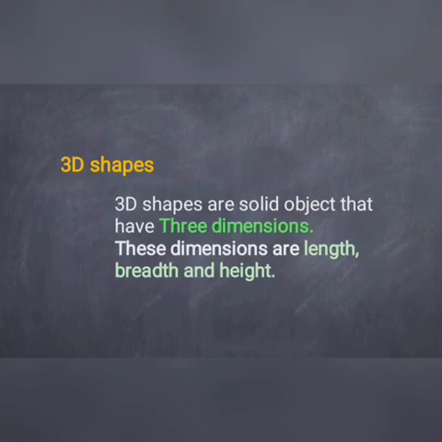Now we see 3D shapes or 3-dimension shapes. First, what is the meaning of 3D shapes? 3D shapes are solid objects that have 3 dimensions. These dimensions are length, breadth and height. So 3D shapes contain length, breadth and height. This is called 3D shapes.